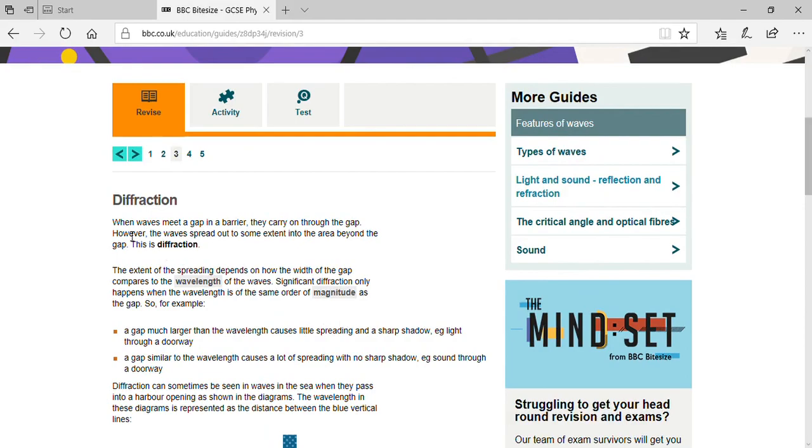Diffraction means when waves meet a gap in a barrier. When waves move through a barrier or a gap, they carry on through the gap. And also the waves spread out to some extent into the area beyond the gap. That process is known as diffraction.